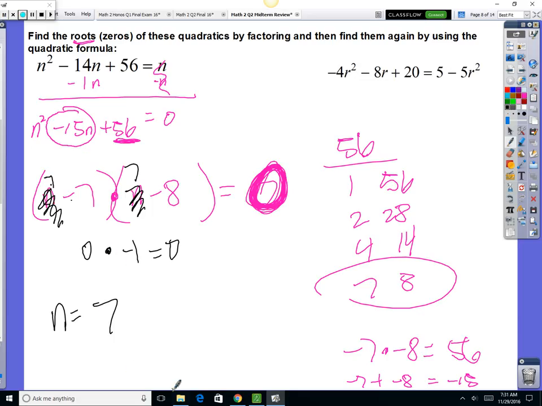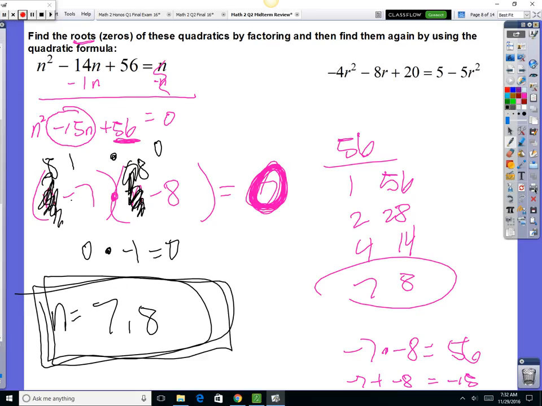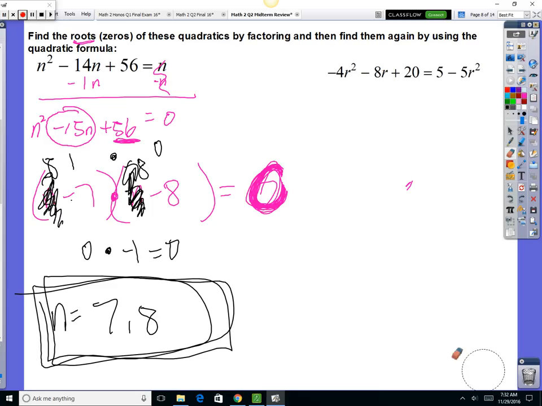So one of them is 7, and the other one is going to be 8. Those are your two roots. Because right here, if you take n out and put in an 8, 8 subtract 8 is 0, and 8 subtract 7 is 1. 0 times 1 is 0. So those are the two ways you are going to get zeros.